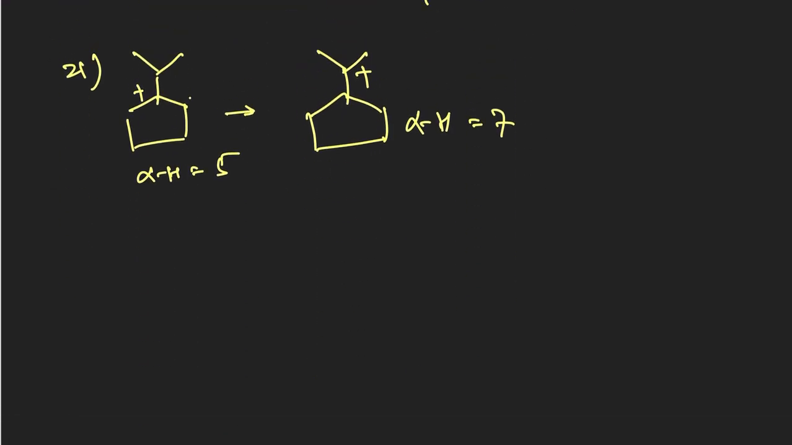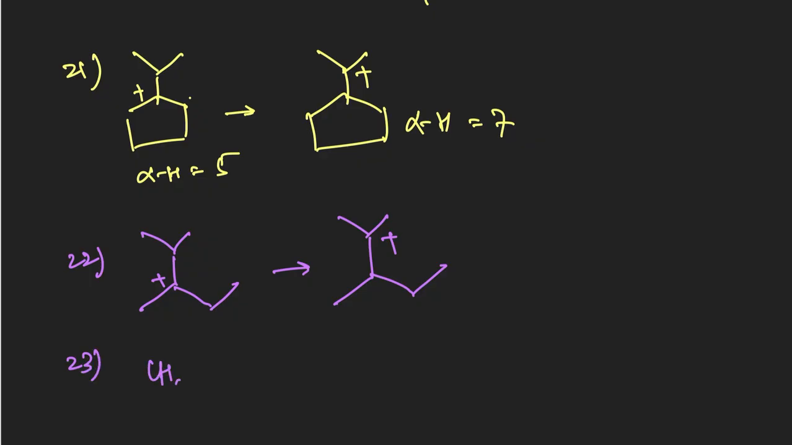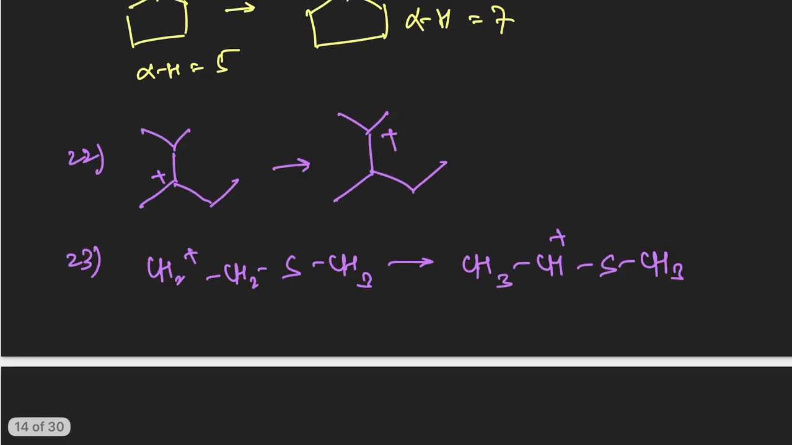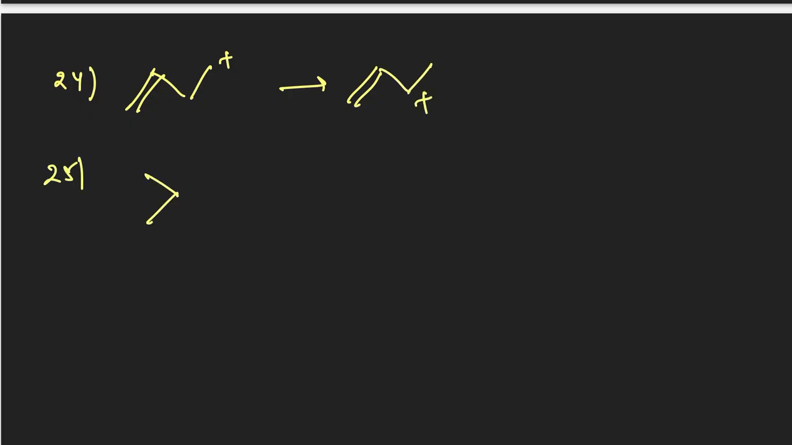22. Carbocation is here. Yes, it will shift because again we will get more number of alpha H after shifting. 23. CH2 plus, CH2, CH3. Yes, it is again going to shift because of the plus M effect of sulfur. 24th. Yes, it is again going to shift because of resonance stabilizing. 25th. Yes, it is again going to shift because of more number of alpha H.